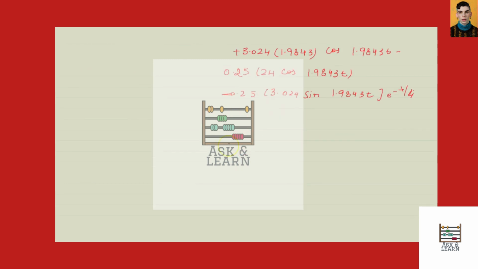If we write the value of i naught of t, this can be written as minus 12.095 sin 1.9843 t e to the power minus t by 4 amperes.